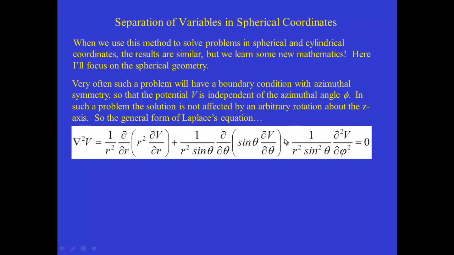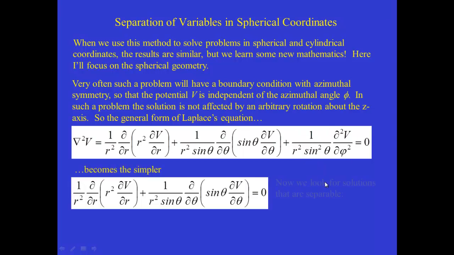In this kind of problem, the general form of Laplace's equation, which, if you look inside your textbook, you can see is del squared V equals 0, and in spherical coordinates you have this rather messy looking expression. But if there's no phi dependence to V, then the entire last term drops out, and we get the simpler version given below.